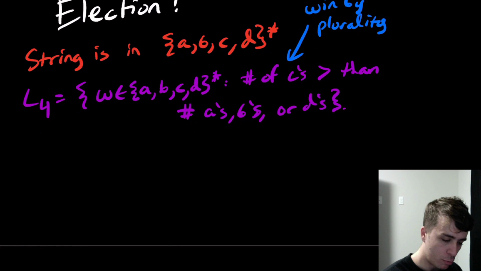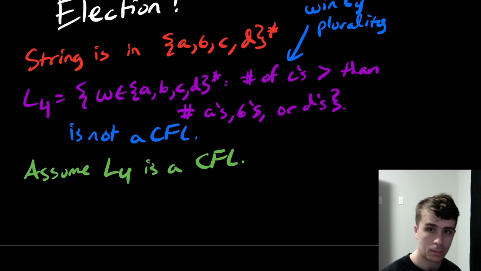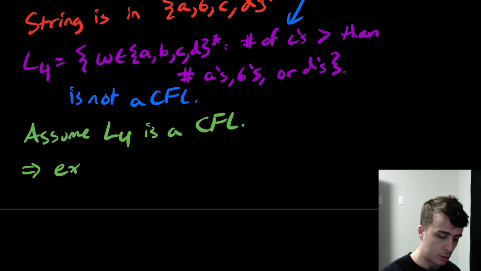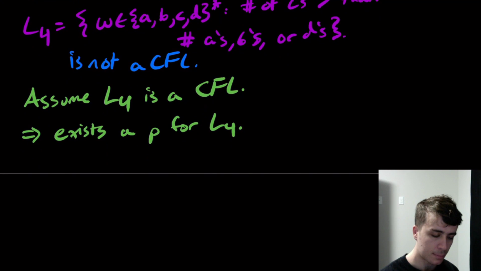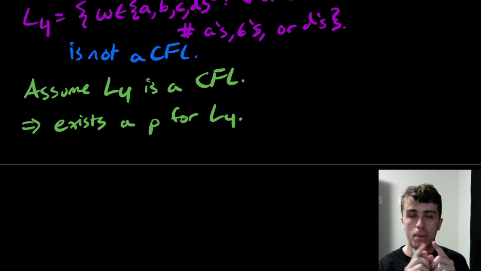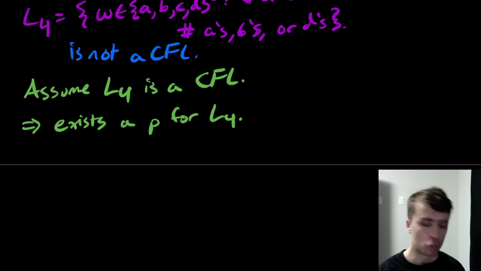All right, so what I want to show is that this thing is not a CFL. So let's assume that L4 is a CFL. We know that there exists a pumping length P for L4. So now we need to pick a string that's in the language and long enough. Remember my advice, which was to pick a string that's just barely in the language, and any small tweak is going to have it not be in the language anymore.